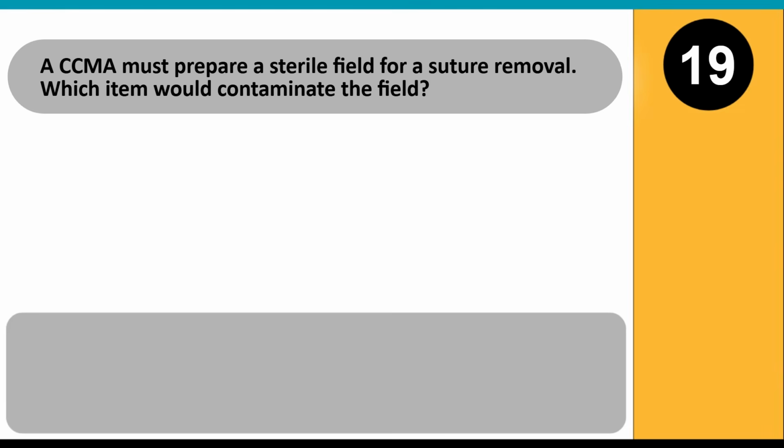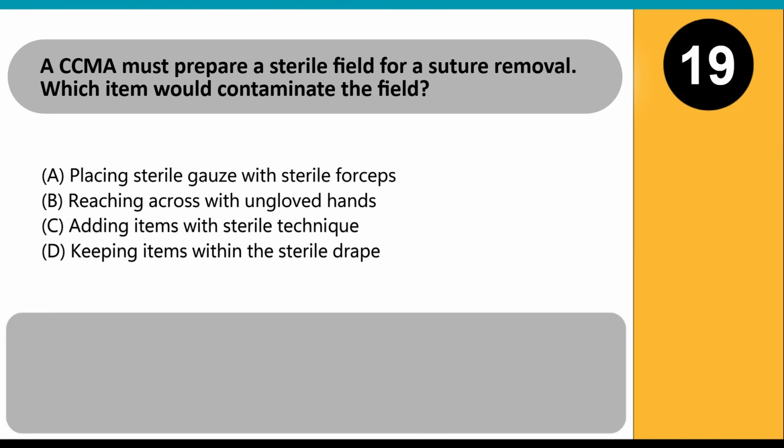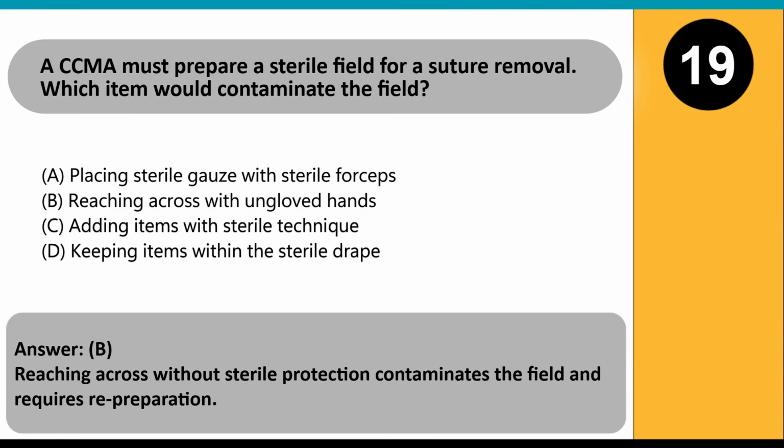A CCMA must prepare a sterile field for a suture removal. Which item would contaminate the field? A. Placing sterile gauze with sterile forceps. B. Reaching across with ungloved hands. C. Adding items with sterile technique. D. Keeping items within the sterile drape. Answer: B. Reaching across without sterile protection contaminates the field and requires repreparation.